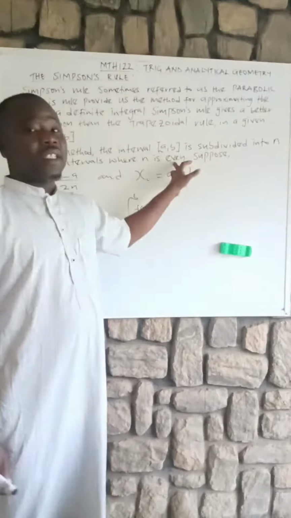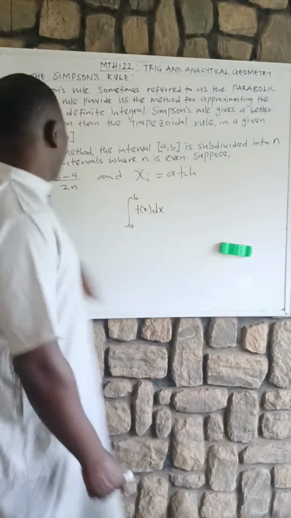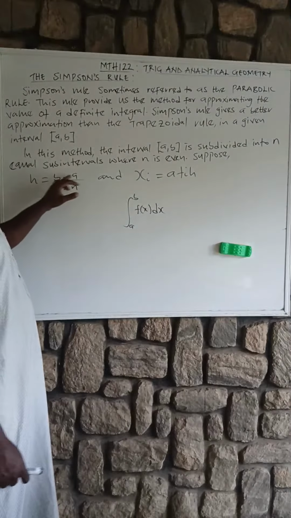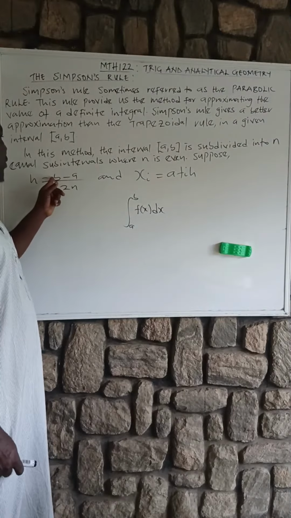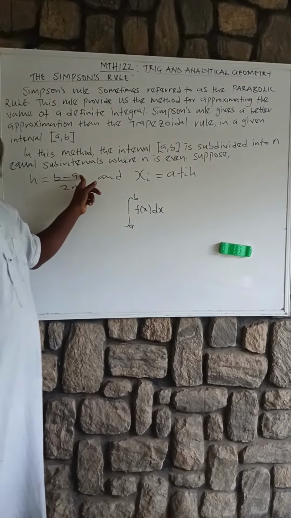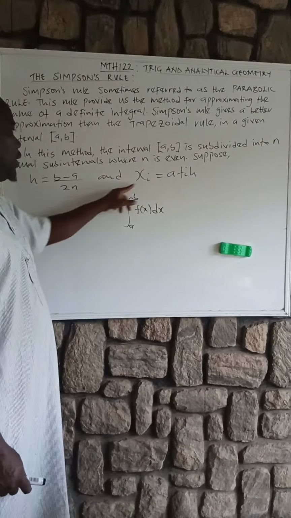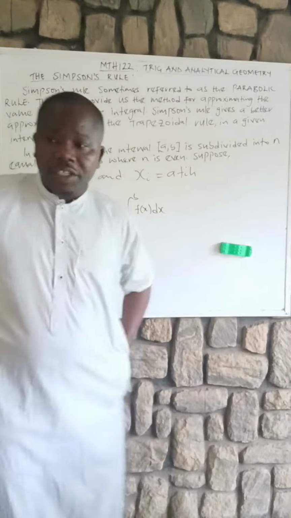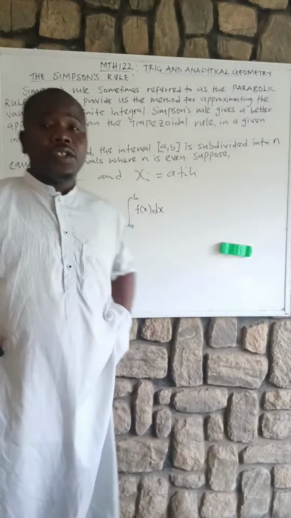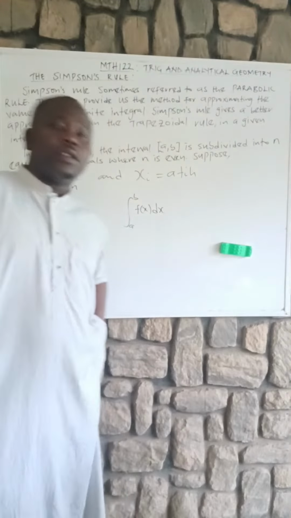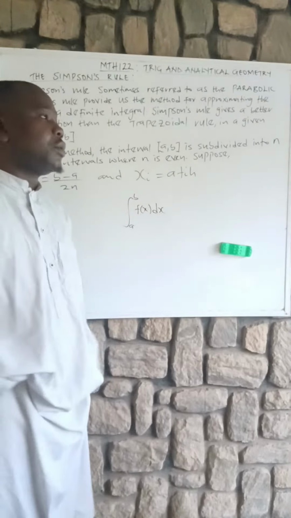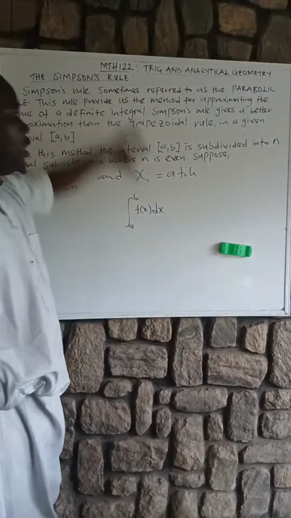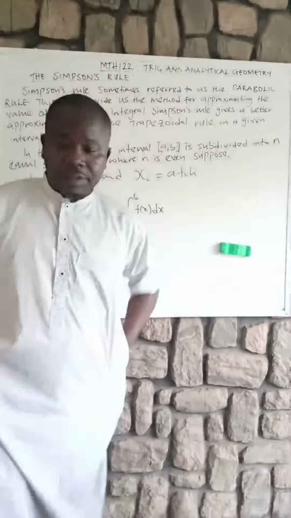You know what even numbers are? Suppose h is equal to b minus a, the upper limit minus the lower limit, all over n, and xi is equal to a plus ih. So, in case you are asked to write a short note on Simpson's rule, you can briefly give this. Let's go ahead to solve some examples.